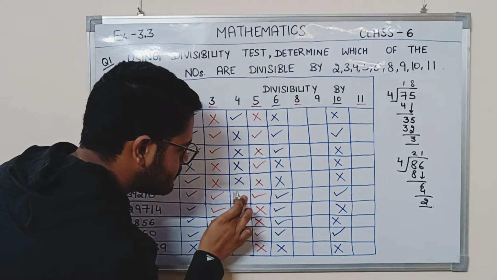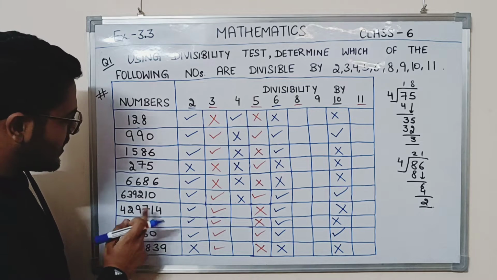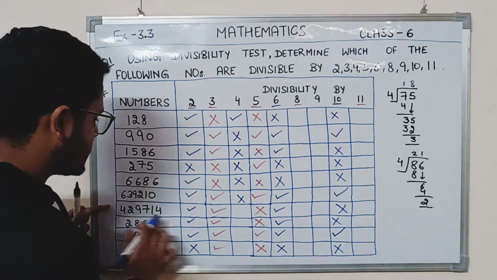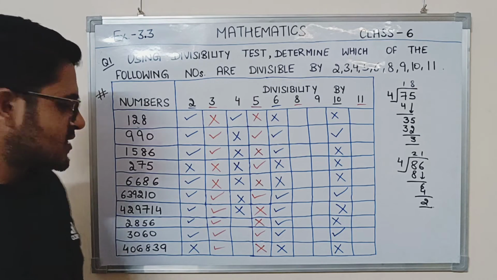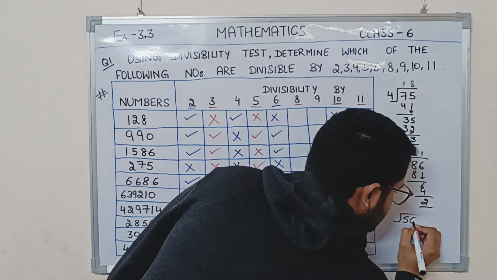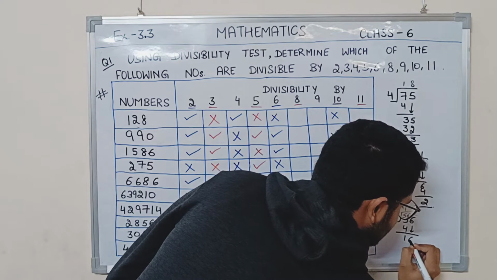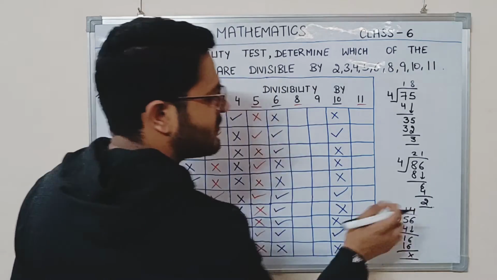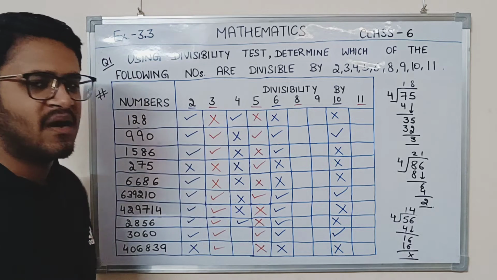Okay. So next is 429,714. So the last 2 digits are 14. Is 14 divisible by 4? No, right? Therefore, this whole number is also not divisible by 4. Next, 2,856. Last 2 digits 56. Okay. So let's try to divide 56 by 4. 4 ones are 4, 1 and 6. 4 fours are 16. Okay, the remainder is 0. Therefore 56 is divisible by 4, right? So this whole number is divisible by 4.